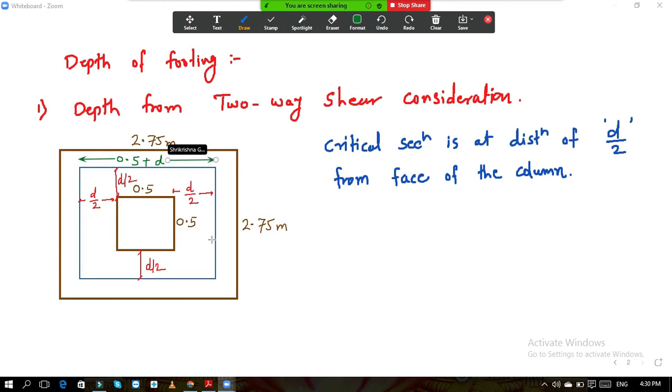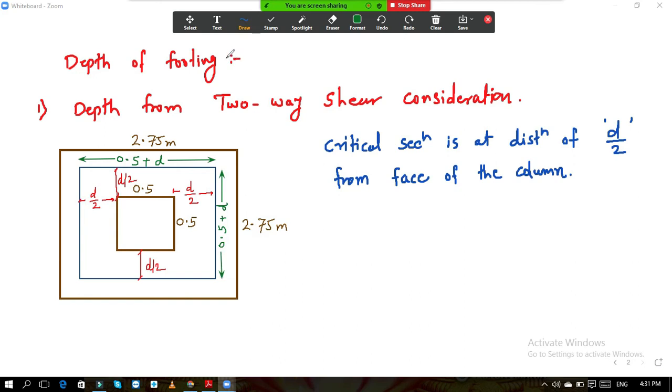Same is the case here also. If I write, it is 0.5 plus d. How does it come as d? So d by 2 at the top, d by 2 at the bottom. So this dimension is also 0.5 plus d, 0.5 plus d. Okay.